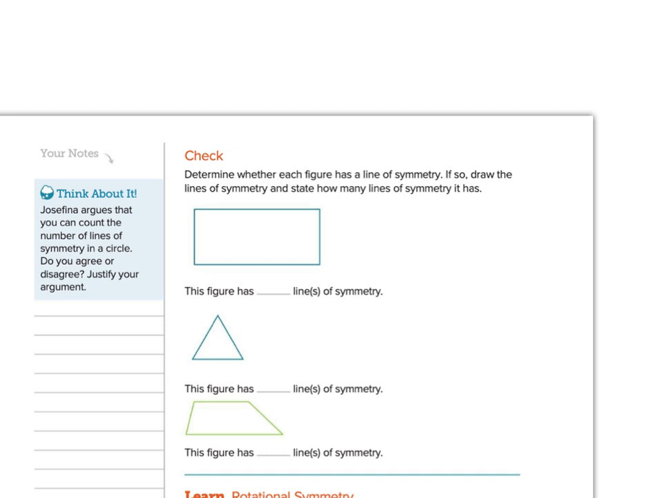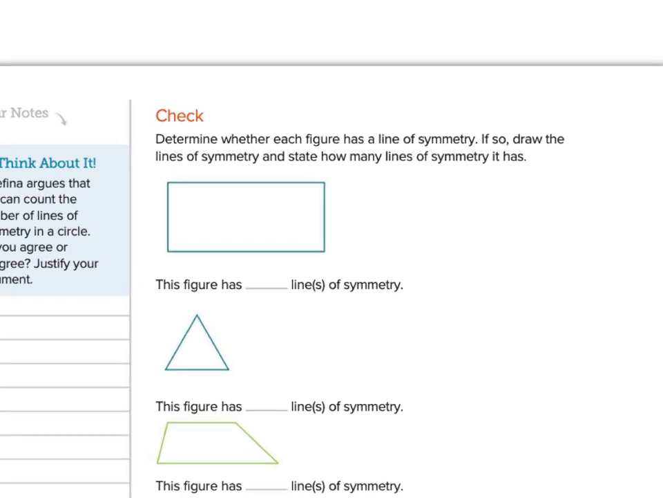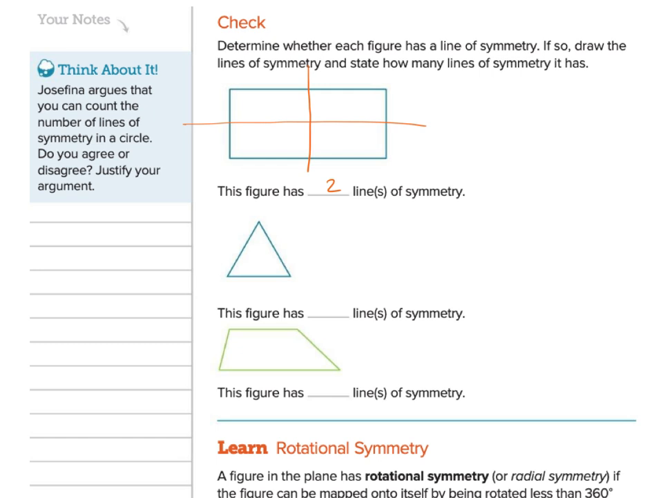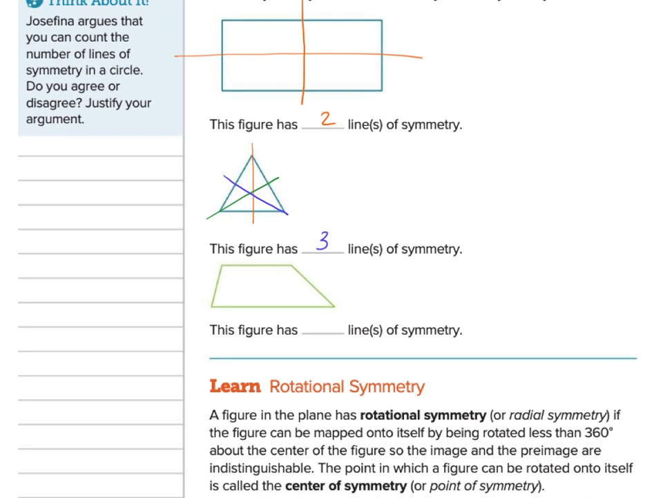Determine whether each figure here has a line of symmetry. If so, draw the lines of symmetry and state how many. Well, this is a rectangle. I know that if I fold it in half this way, it should fold on top of itself. If I fold it in half this way, it should fold on top of itself. So it should have 2 lines of symmetry. Here, this looks like an equilateral triangle. So I have 1 line of symmetry, another line of symmetry, and a 3rd line of symmetry that I could fold. And then this trapezoid here, if I folded it like that, no line of symmetry. If I folded it like that, no line of symmetry. If I connected my vertices, no line of symmetry. So that is no line of symmetry.